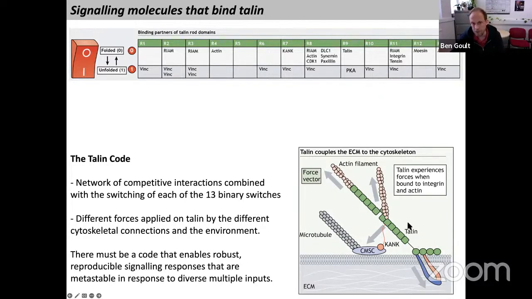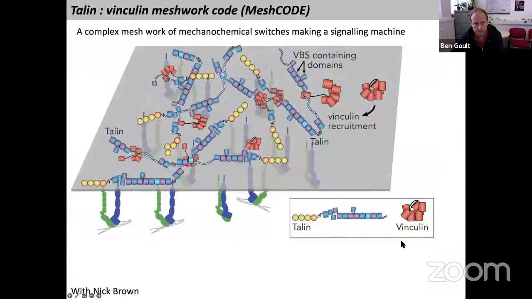So these mechanical signals and these protein and chemical signals all integrate in a really reproducible signaling way. So it has to be metastable in response to all of these diverse multiple inputs. So what we want to understand is this coding, or this mechanical coding at the protein level.